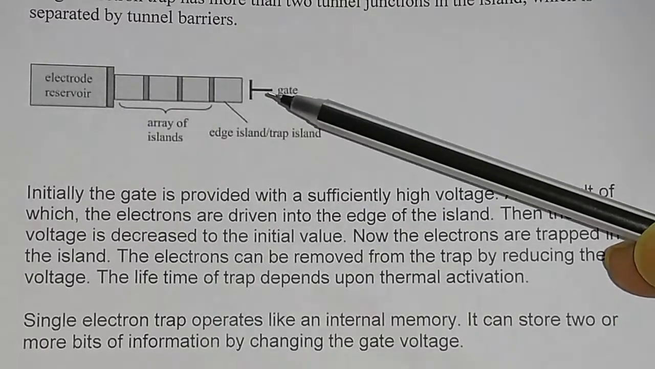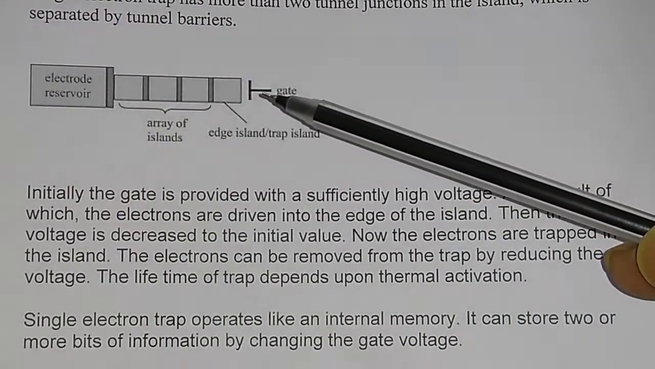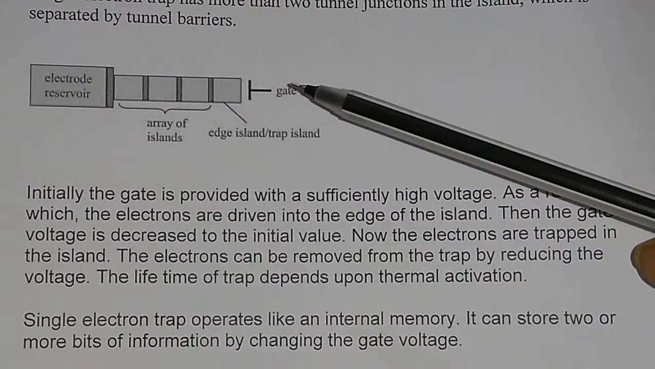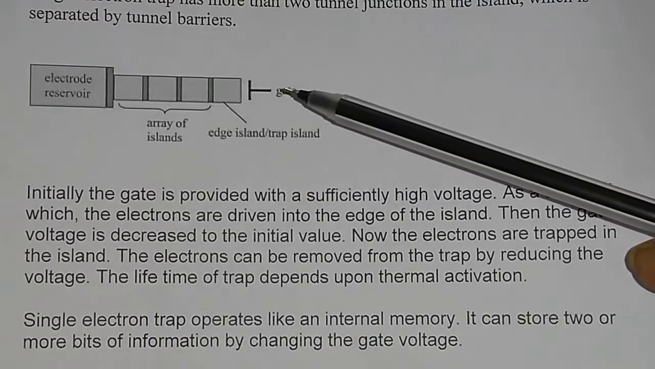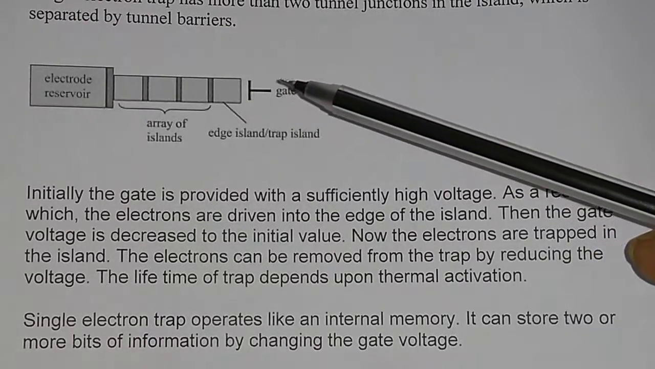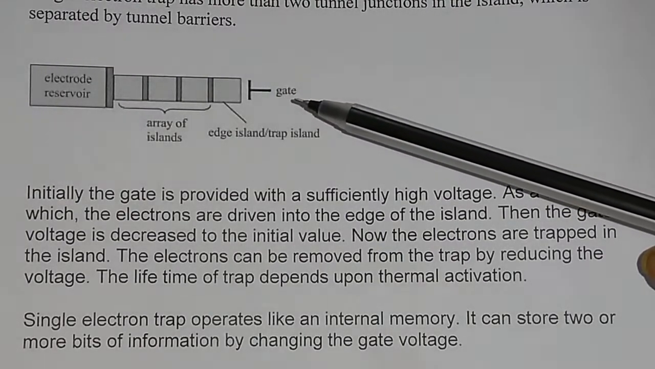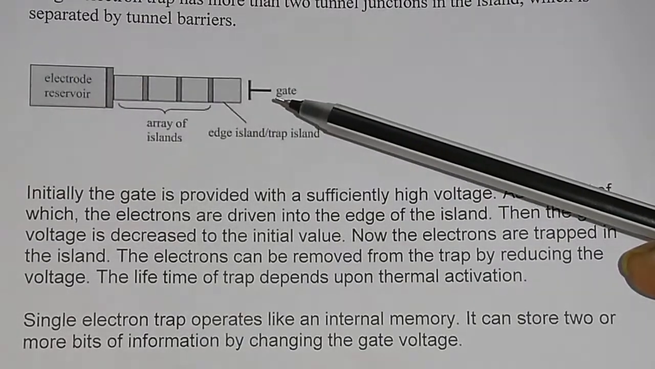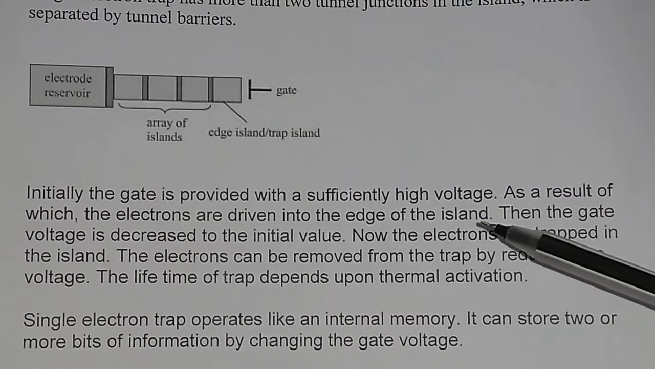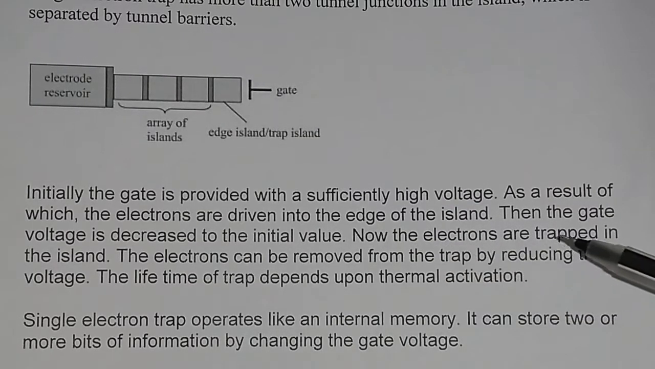And as discussed previously, this is the gate, and initially the gate is provided with a sufficiently high voltage, as a result of which the electrons are driven into the edge of this island. When the gate voltage is decreased to the initial value, what will happen? First, you increase the gate voltage, then you decrease the gate voltage. So if you decrease the gate voltage to the initial value, what will happen? The electrons are trapped in the island.